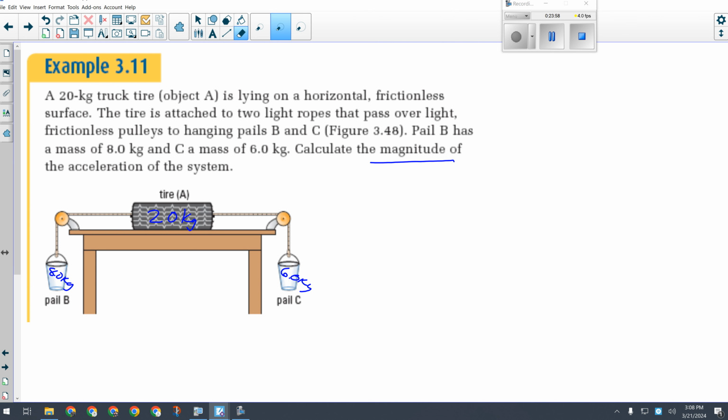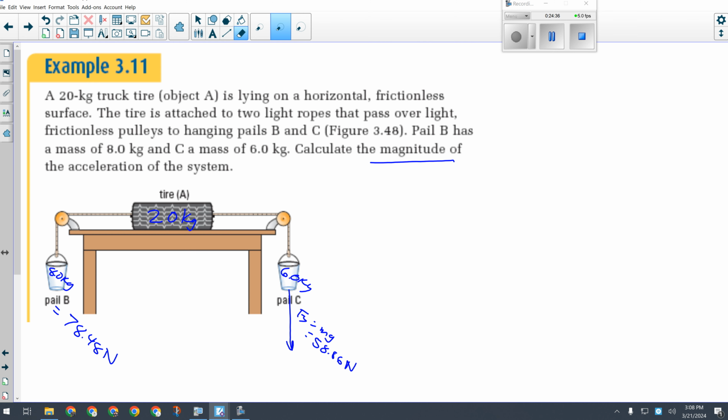Since the table's frictionless and the pulleys are frictionless, the only forces acting in this system are what? Gravity, on the two buckets. That's what we have. So we've got Fg, which is m times g, so that's going to be 58.86, I believe, newtons. And then this one here will be 78.48. Since no one's arguing with me, I'm going to assume my mental math is okay there.